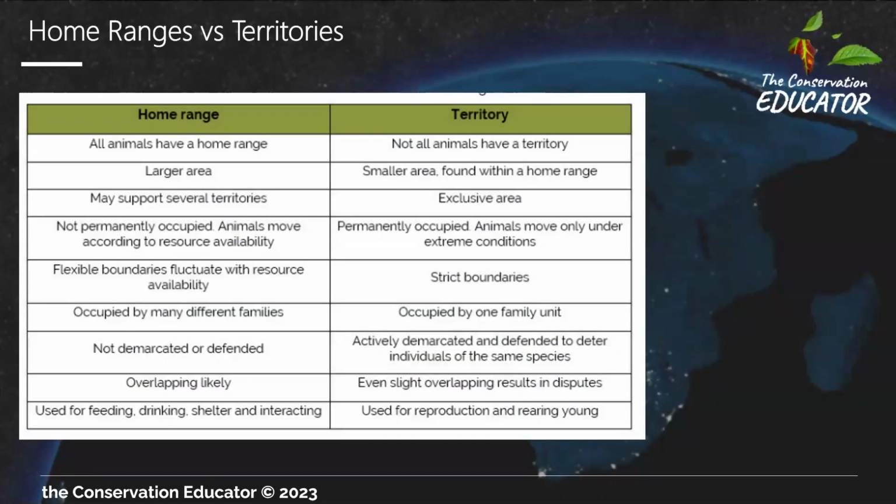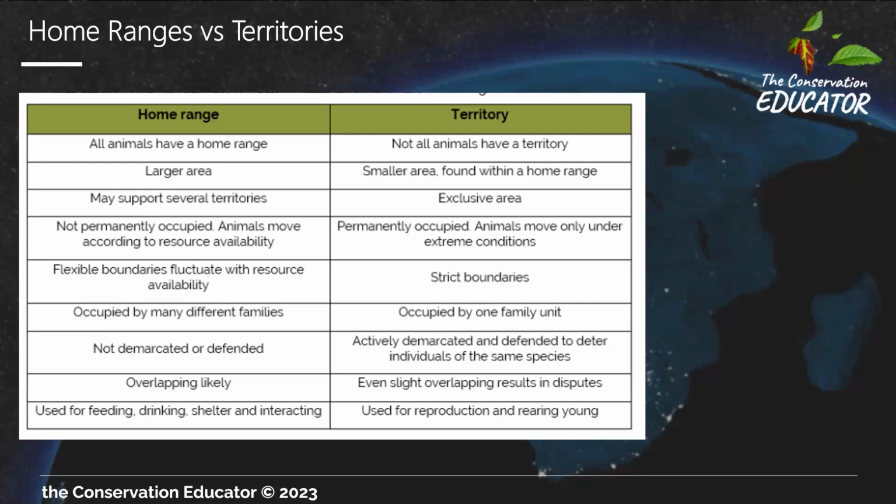So let's just quickly dive into a little bit of wildlife behavior, the difference between a home range and a territory. So every animal has a home range. That's the area I'm moving about in. It's quite a large area. Within that, there can be several territories. So a leopard can have a home range, moving all sorts of areas, but within that, there are 4 or 5 leopard territories. So my home range is not permanently occupied, right? I may be in this part at one time of the year, this part another time of the year. I'll move according to the resources. Where is there water? Where is there food? Where is there prey? And the boundaries are pretty flexible and they fluctuate with that resource availability.